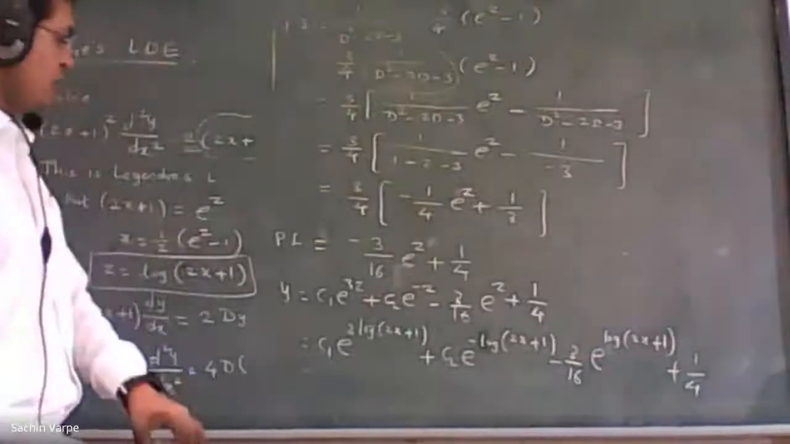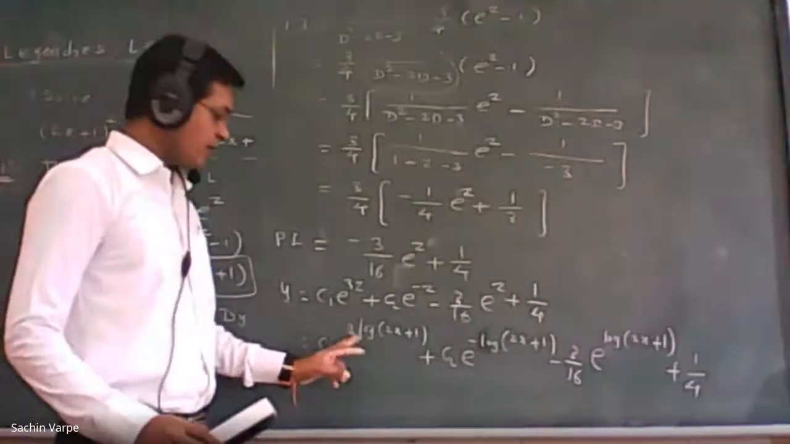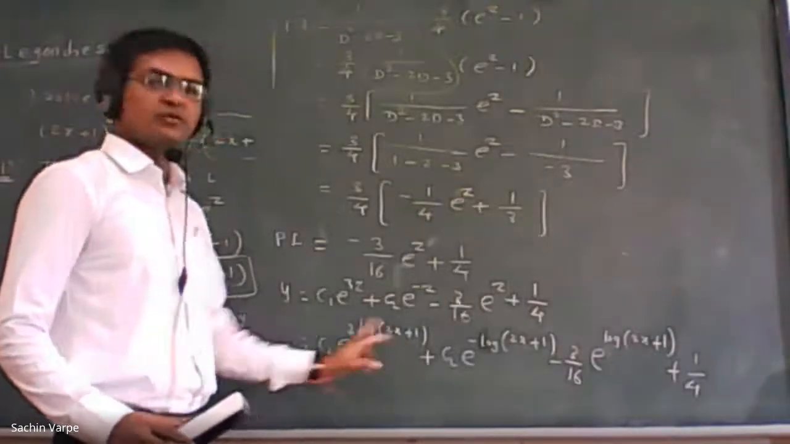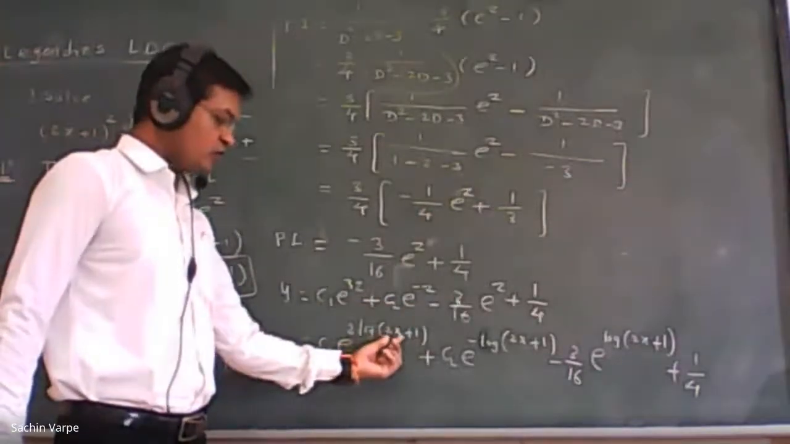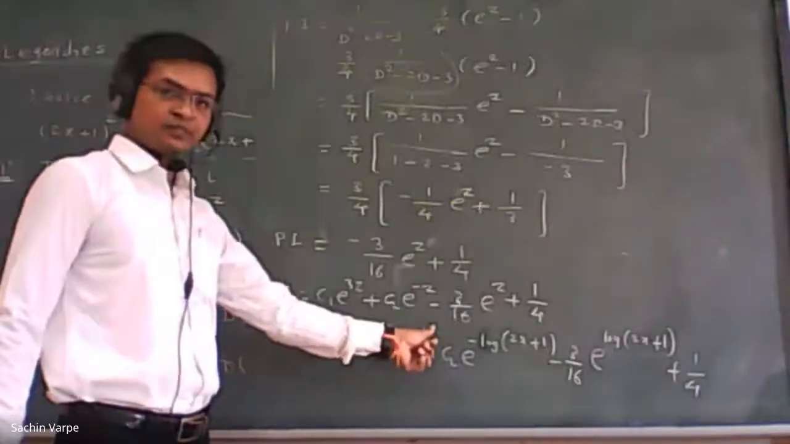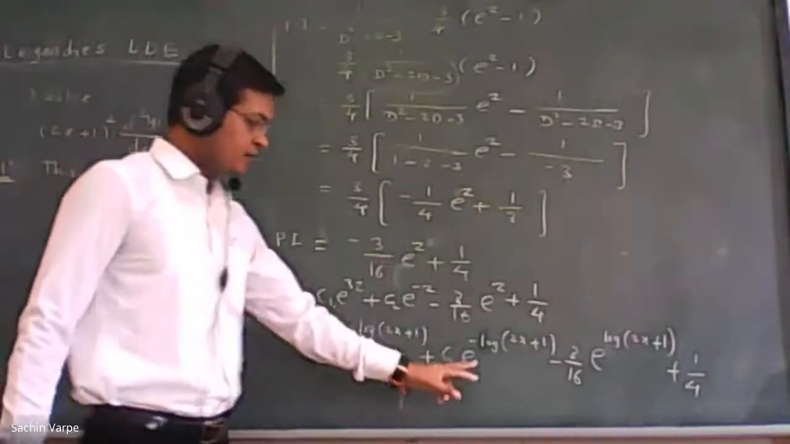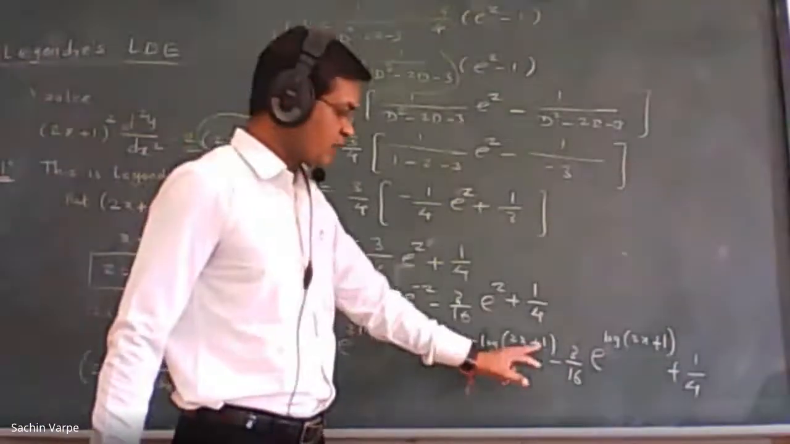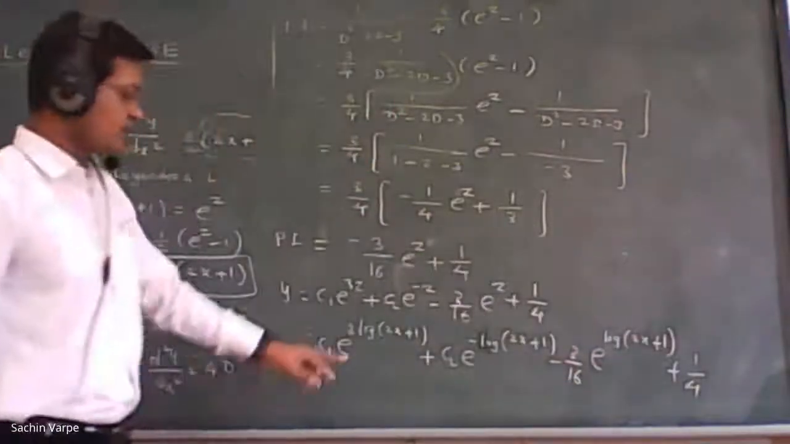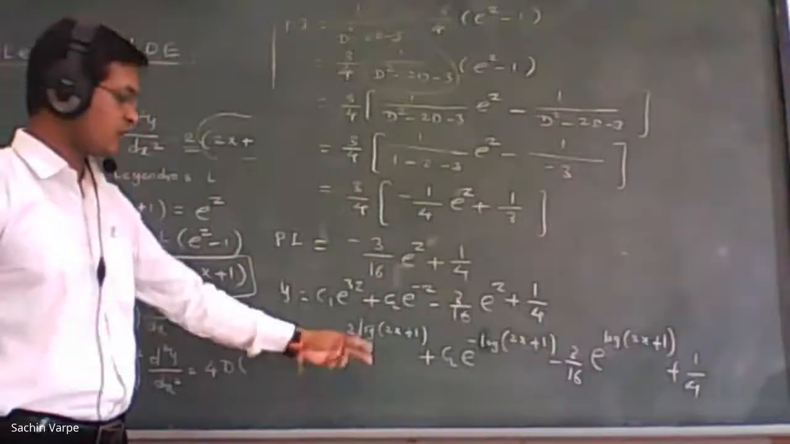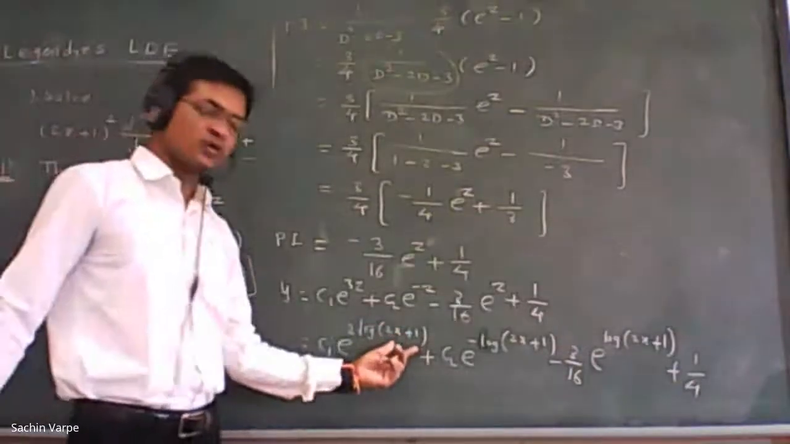Please check. Now here using the log property, a log b is log of b to the power a. So here it will be log of (2x plus 1) cube. Is it? Here log of (2x plus 1) raised to minus 1. Is it? So e raised to log will cancel, and therefore what will we get? (2x plus 1) cube here.